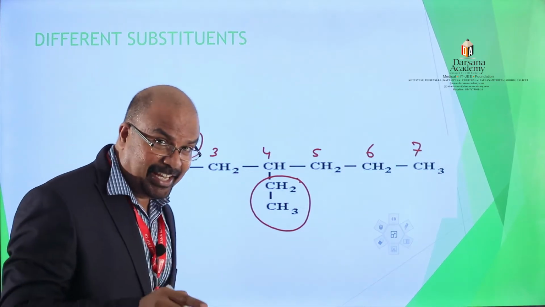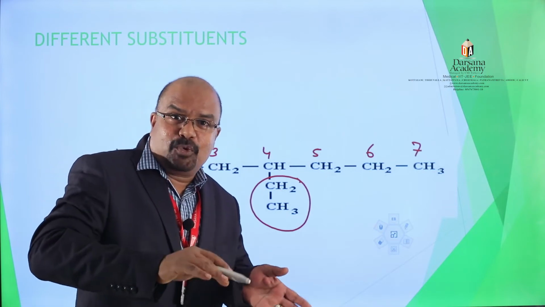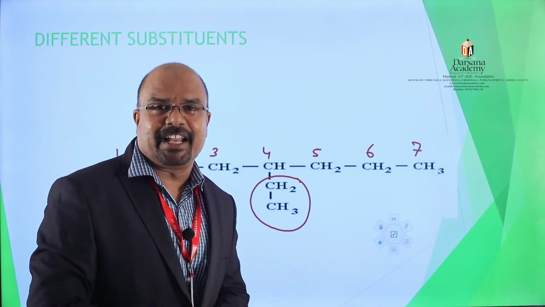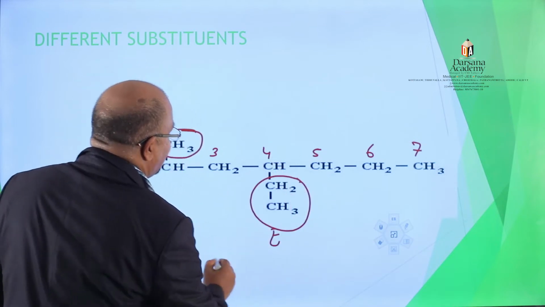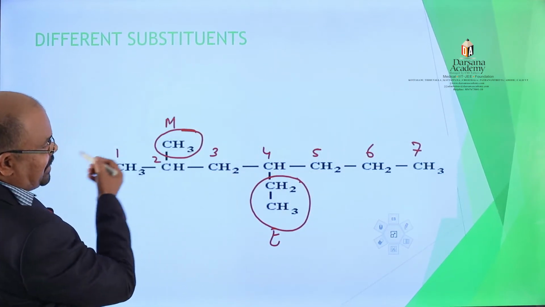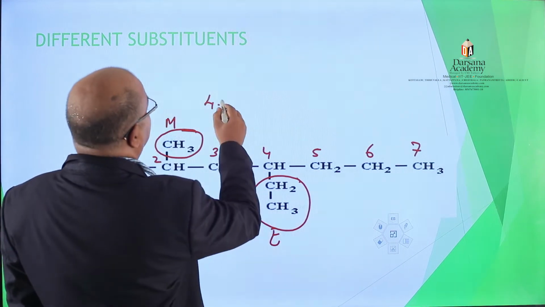IUPAC says that if different substituents come, what should we do? Alphabetical order of preference. So ethyl will come first before methyl. So here the name of the compound is, the position is the fourth position. What is the fourth position?